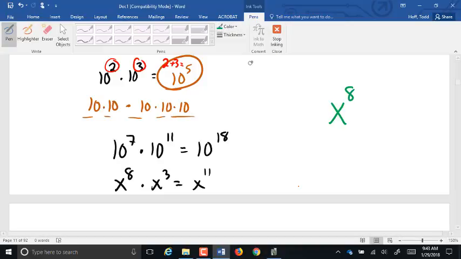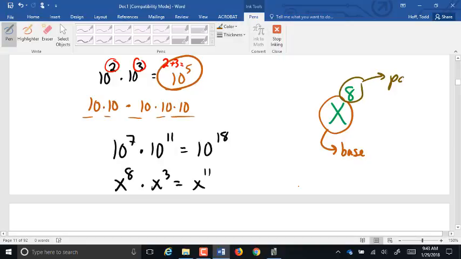That exponent has two pieces. This number here is referred to as the base. This here is referred to as the power. So when we are multiplying exponents, as long as they have the same base, the effect is we just add the powers.